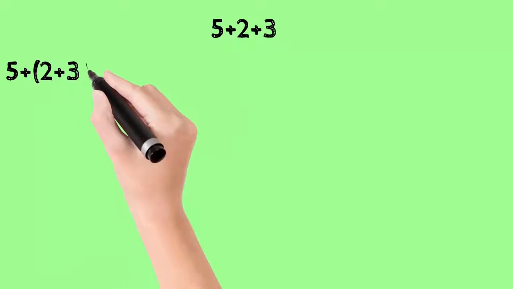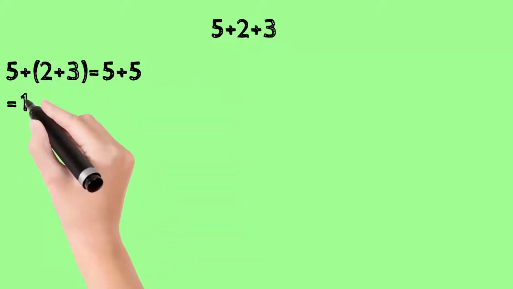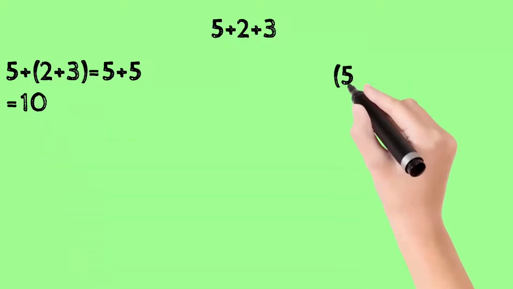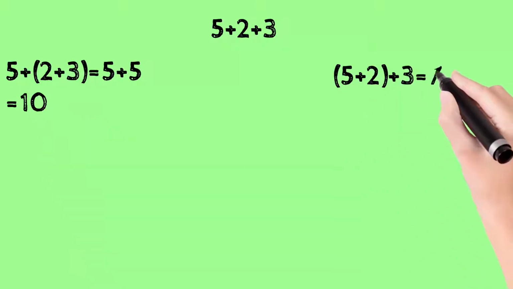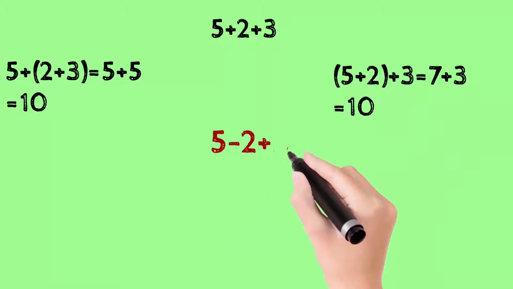Now let us take 5 plus 2 plus 3. We have taken three numbers. Now if I add 2 plus 3 first, 5 plus 5, that is equal to 10. Or I take 5 plus 2 first, that is the grouping, first two numbers taken together. Again, I'll end up with the same result.